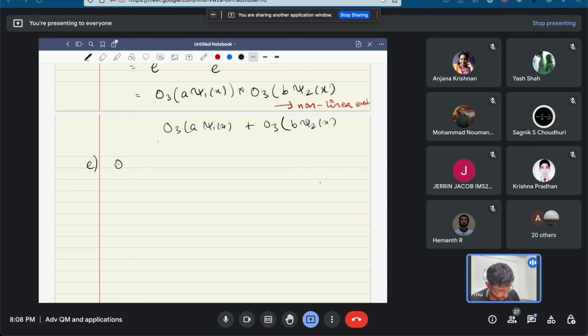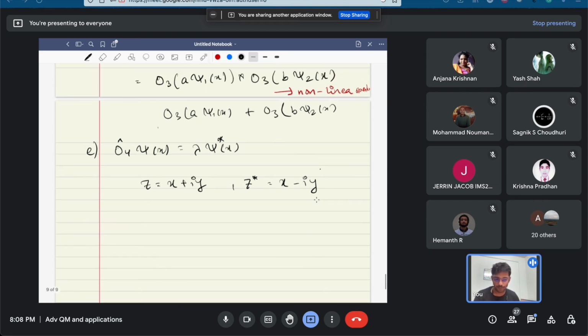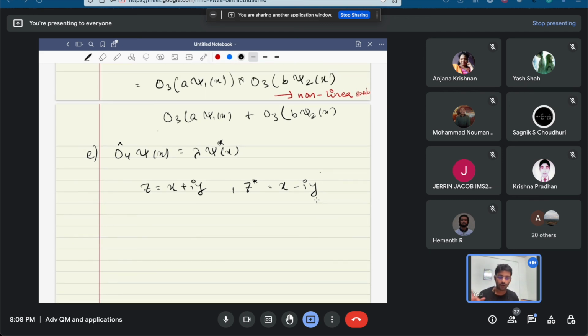Okay, so we have O4 psi of x defined as lambda of psi x conjugate. So you are all familiar with conjugates, right? If you have, let's say, complex number z equal to x plus iy, z star would mean x minus iy. Everywhere wherever there is an imaginary thing, that gets a minus sign. So I hope you are all familiar with it. Otherwise this is just the basic definition of a conjugate: if you have a complex number, the imaginary part gets a minus sign.